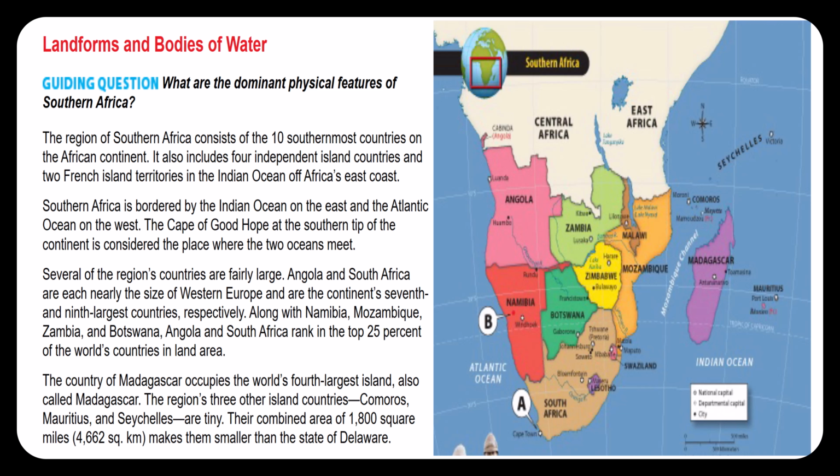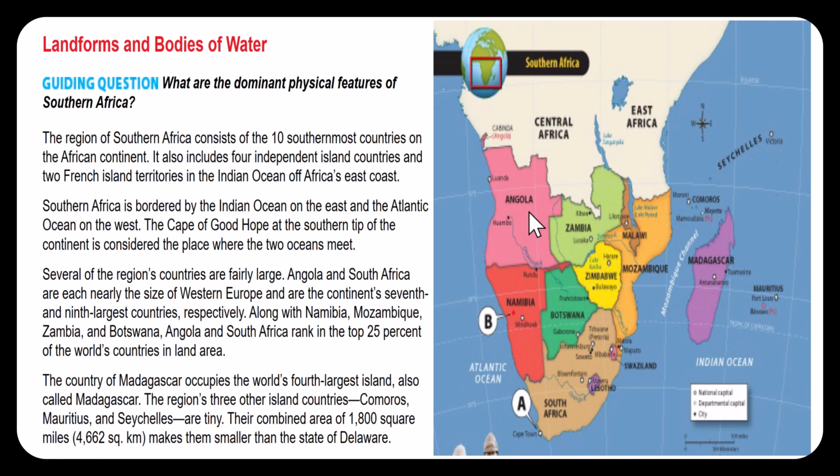Landforms and bodies of water. The region of Southern Africa consists of the 10 southernmost countries on the African continent. It also includes 4 independent island countries and 2 French island territories in the Indian Ocean off Africa's east coast. Southern Africa is bordered by the Indian Ocean on the east and the Atlantic Ocean on the west. The Cape of Good Hope, right down here, at the southern tip of the continent is considered the place where the 2 oceans meet.